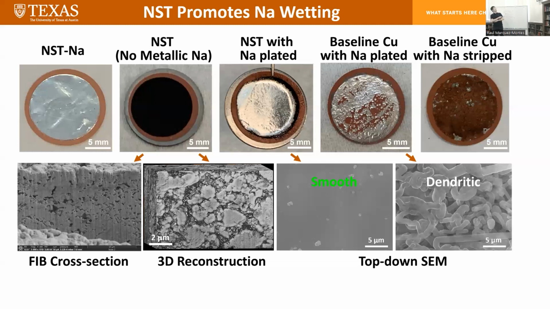In this case, if we deposit sodium on top of NST, you get those smooth, dendrite-free structures. However, if you deposit sodium on the baseline copper current collector, again, it forms those dendrites, and if you try to strip all the sodium, it forms dead sodium. You see some shiny sodium left, although we're trying to strip all the sodium out. So here is some 3D reconstruction, just by looking at the structures. Those are some nanoparticles on the NST.